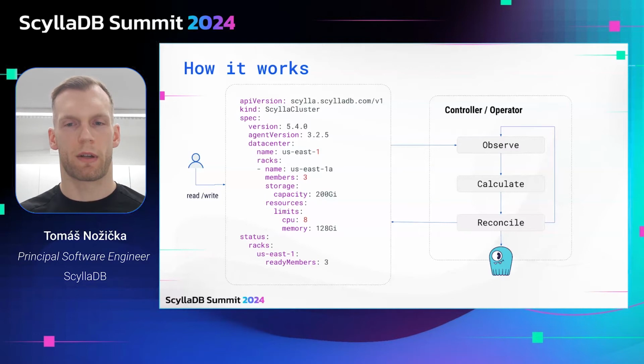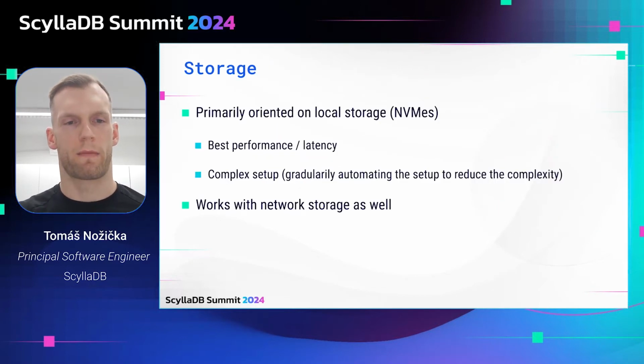On the other side, there is a controller or operator, whatever we call it, which observes those resources in the API. It calculates what the state of the world is, it compares it to what is the desired state by the user, and it reconciles it. So it takes any action necessary to reach that state no matter what, and it tries over and over again in case it would fail. And it reports status back, right? You can see it reported, I see 3 ready members. Obviously, there is more information in the ScyllaCluster resource that wouldn't fit the slide. This is just for illustration.